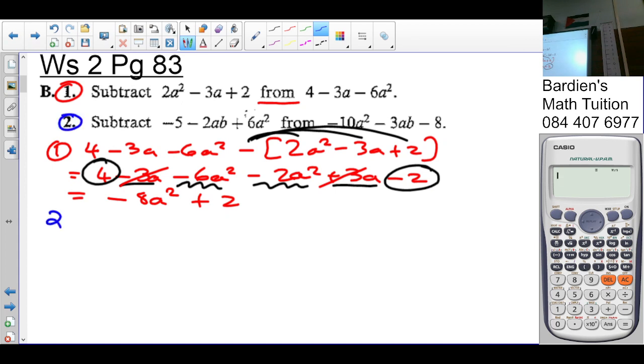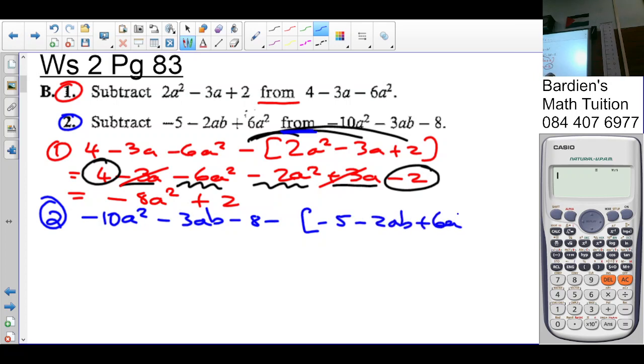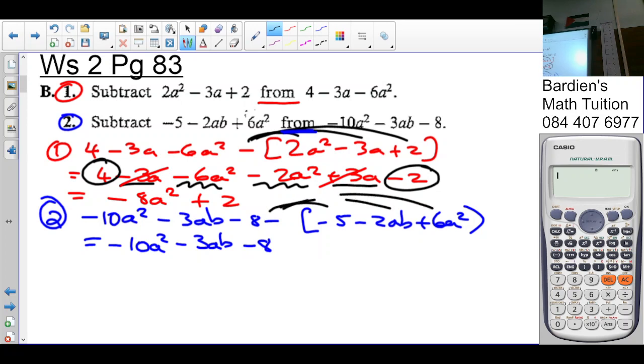Number 2. This is subtract. Again, whatever follows from, you write first. So negative 10a squared minus 3ab minus 8 minus, in brackets, 5 minus 2ab plus 6a squared. So that's negative 10a squared minus 3ab minus 8. And now we're getting rid of the brackets. Which gives us plus 5 plus 2ab minus 6a squared. So what do we do now? Like terms. That and that are like terms. That and that are like terms. And that is on its own.